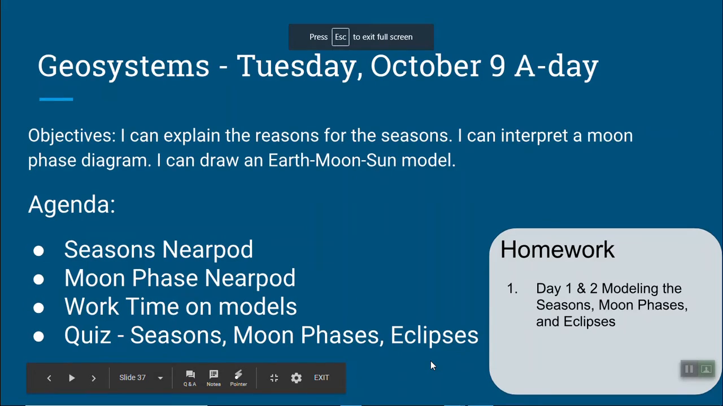Today is Tuesday, October 9th. It's an A day. Our objectives were: I can explain the reasons for the seasons, I can interpret a moon phase diagram, and I can draw an Earth, Moon, Sun model of the lunar and solar eclipses.